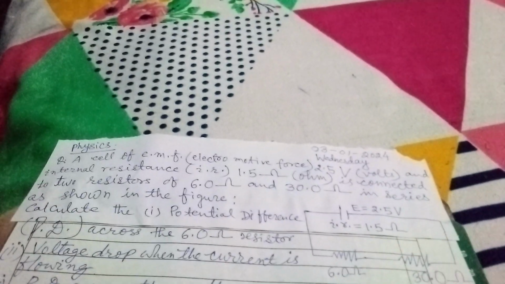Today I am going to explain one question from physics in electricity. The question is: a cell of EMF, that is electromotive force, 2.5 volt, and internal resistance, that is IR in short, 1.5 ohm, is connected to two resistors of 6.0 ohm and 30.0 ohm in series as shown in the figure. This is the figure.